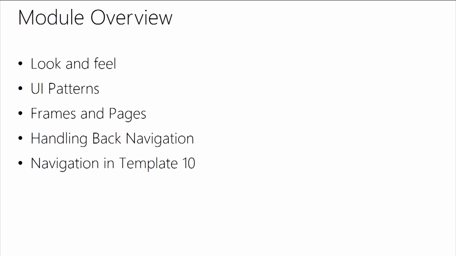So, app patterns. We're going to talk about the look and feel of your app, how to give it your own unique personality, and the kinds of ways you can do that across different platforms. We're going to talk about those particular patterns in depth, and then we're going to talk about frames and pages, ways you can navigate between different pages to display different content. And then we are also going to talk about handling back navigation, because there are some interesting scenarios you need to deal with across different paradigms. Then we're going to introduce a community project called Template 10 and run through a quick sample of how you can leverage Template 10 for navigation.